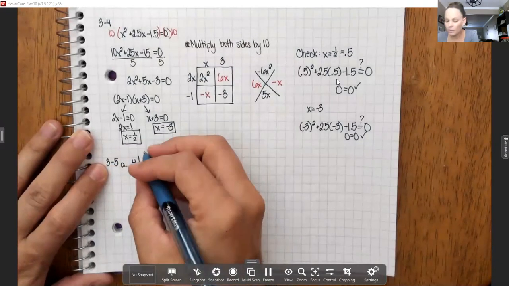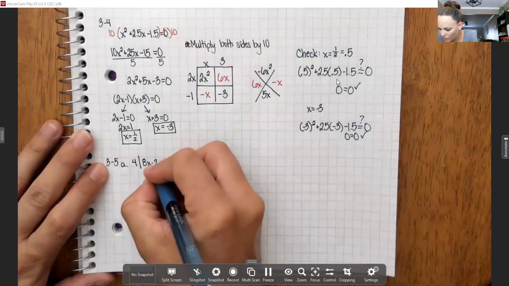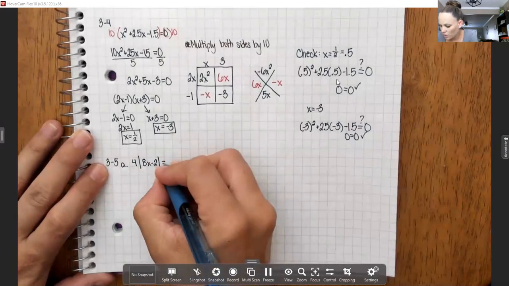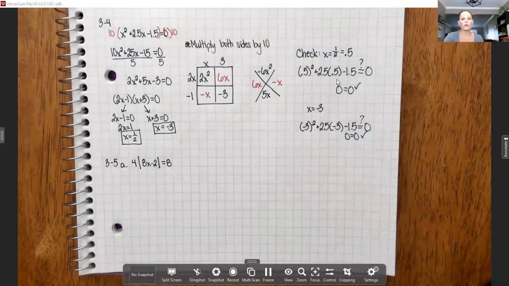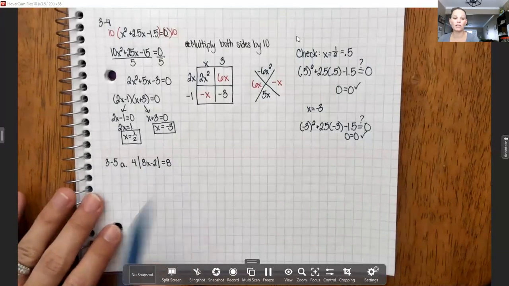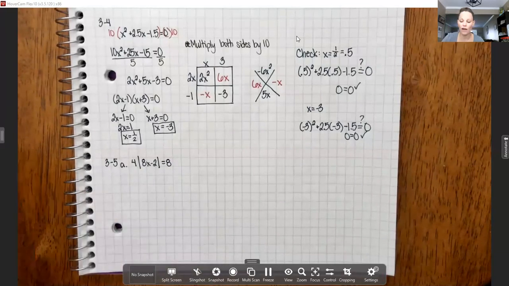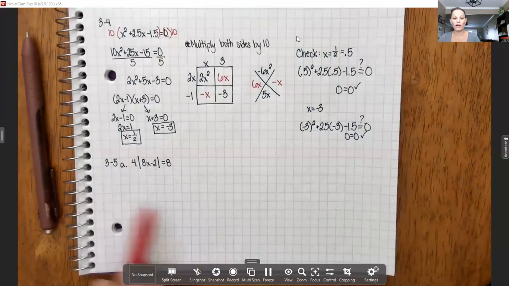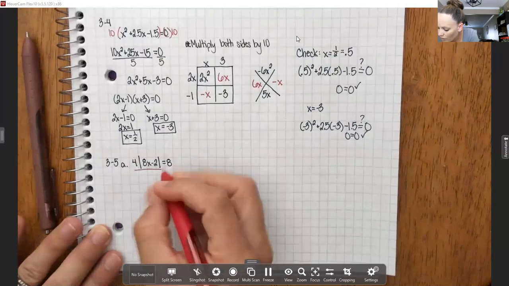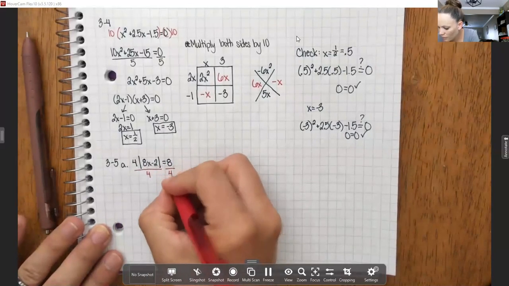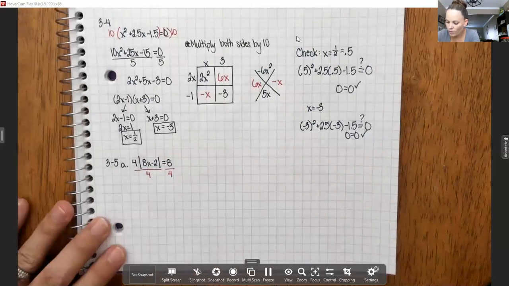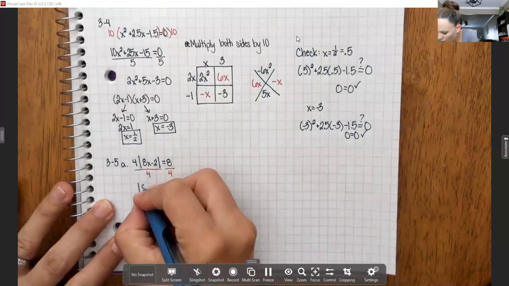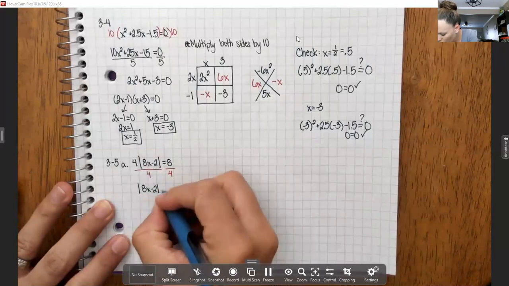So A is 4 times the absolute value of 8x minus 2 is equal to 8. I picked A because we need to review how to solve absolute value equations. To solve an absolute value equation, you have to get your absolute value by itself. So we divide both sides by 4 to get the absolute value of 8x minus 2 is equal to 2.